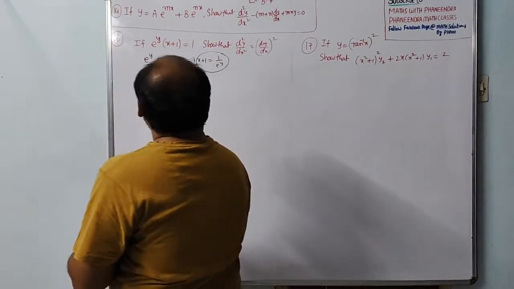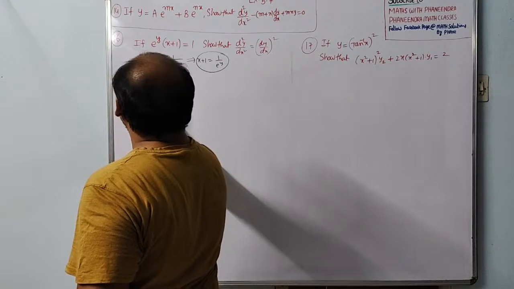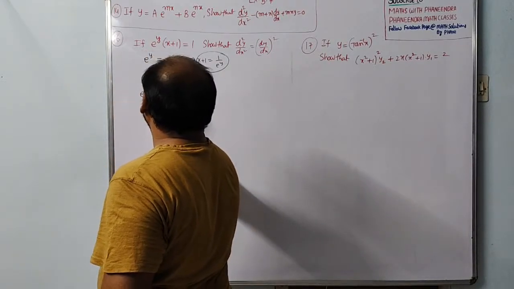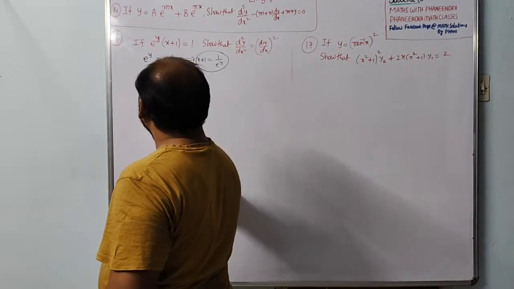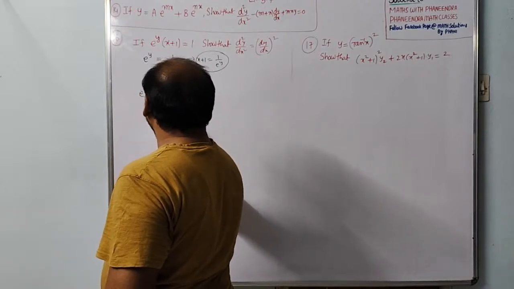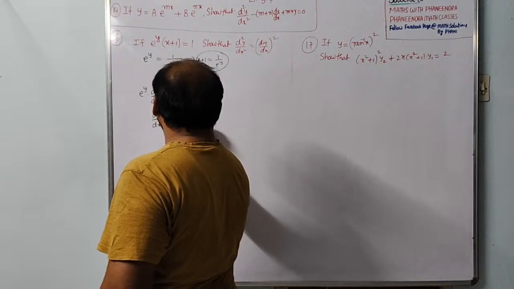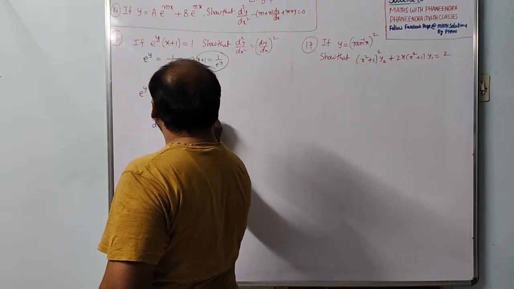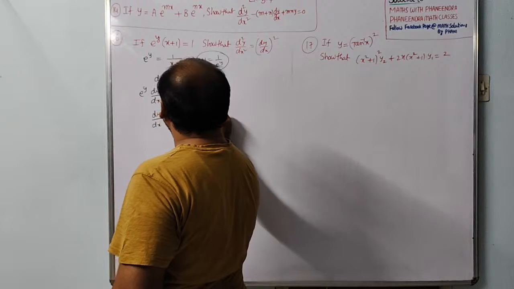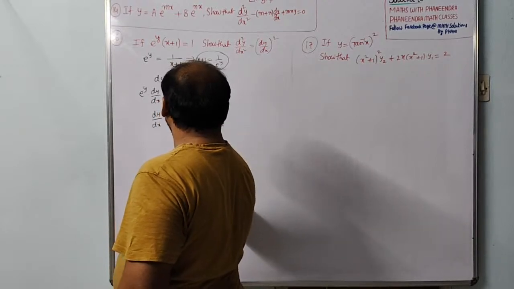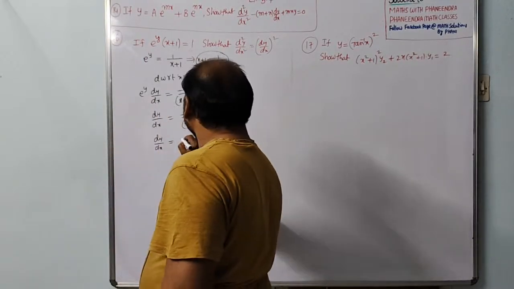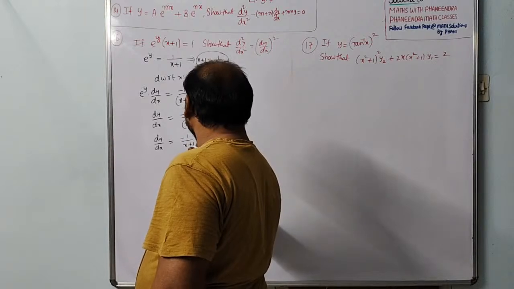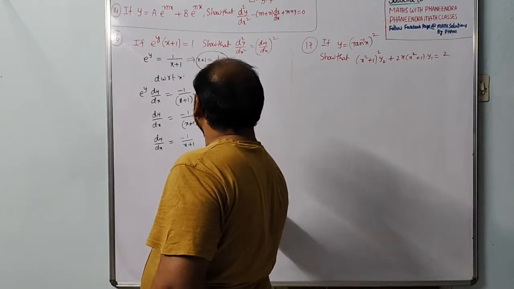Previous step only better. We will do it: e power y into dy by dx minus 1 by x plus 1 whole square. So dy by dx equal to minus 1 by x plus 1 whole square into 1 by e power y, which means x plus 1. dy by dx is equal to minus 1 by x plus 1. Equation number 2.